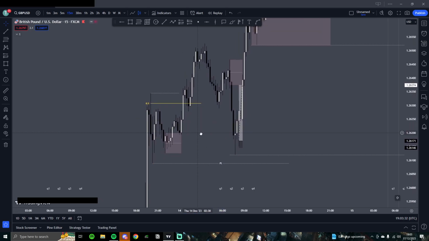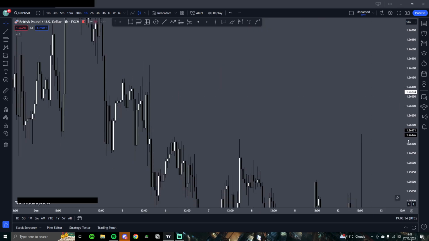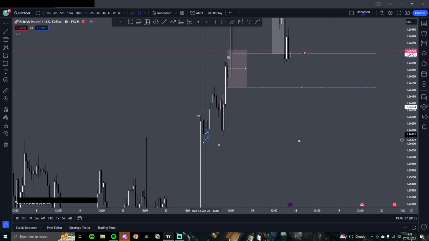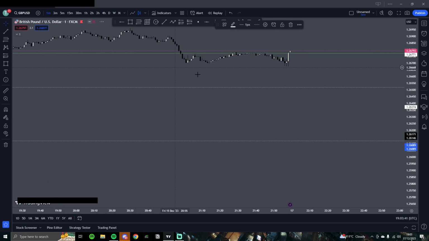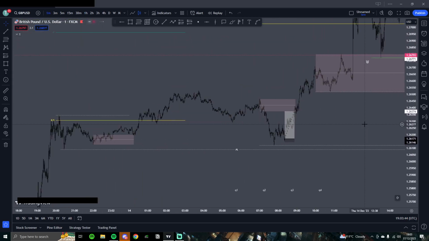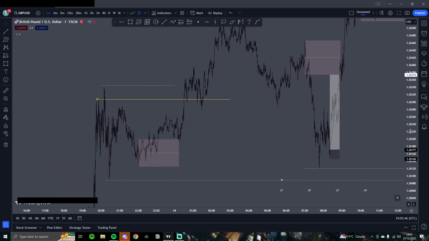How is it protected? Because for me it's a protected low because it's caused this 1 hour break. It's the origin of this whole 1 hour break here, this whole leg there. Okay. But why would they protect it? Why would it not be in there?